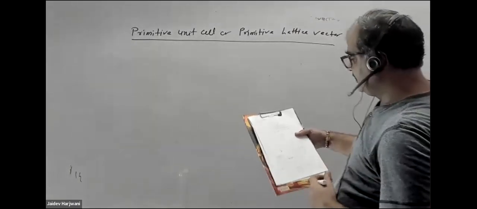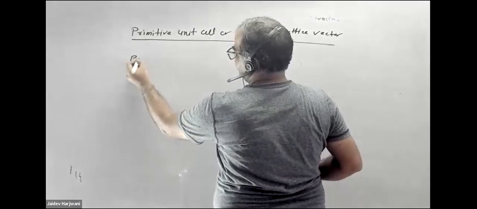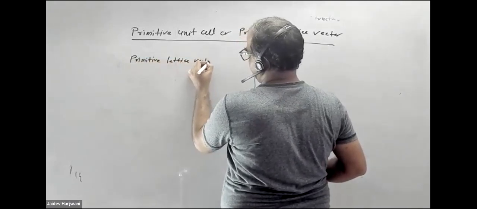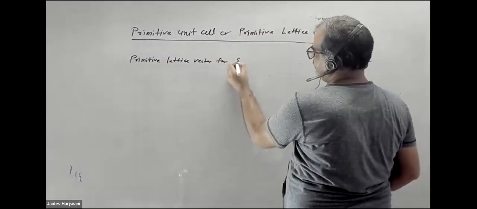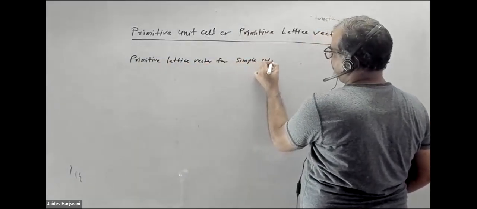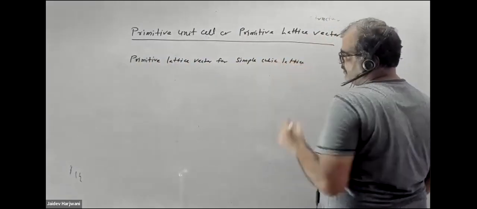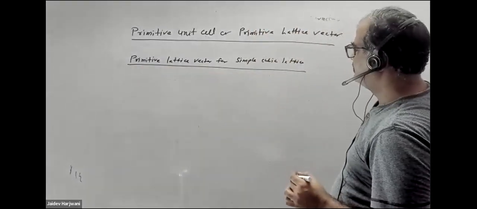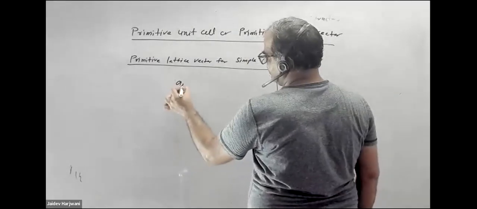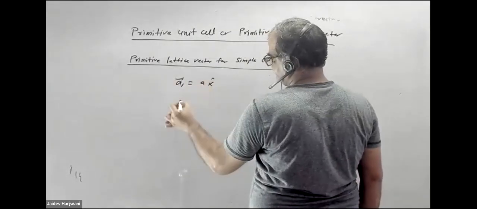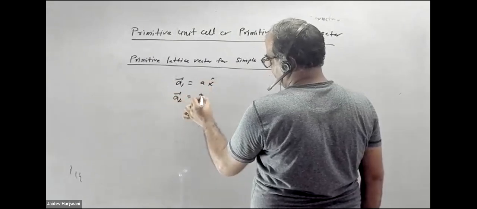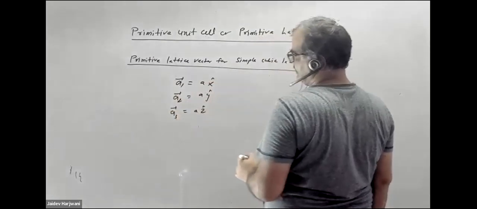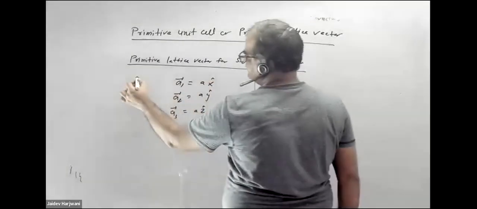So I am writing the primitive lattice vectors for simple cubic lattice. ओके, तो सिंपल क्यूबिक लैटिस में ऑलरेडी we have this primitive cell. So the lattice parameter vectors for simple cubic, we all know, this is a x cap, a2 a y cap, and a3 this is your a z cap. These are primitive lattice vectors for simple cubic.